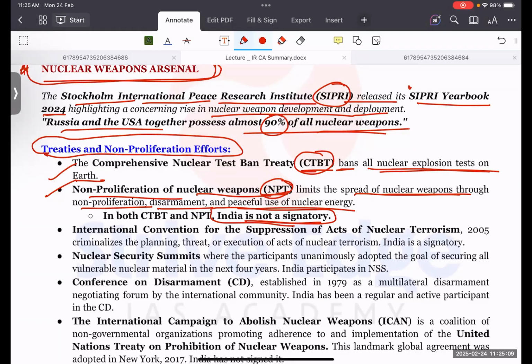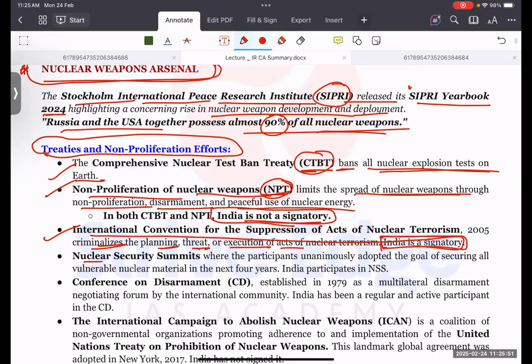And the second thing is in the NPT. The NPT says that whatever countries have nuclear weapons till the deadline can withhold them, and slowly they have to disarm. But India objects to that because those countries will dominate the world if they are allowed to maintain their nuclear arsenal. Another important one is the International Convention for the Suppression of Acts of Nuclear Terrorism. This will criminalize any planning, threat or execution of acts of nuclear terrorism. India is a signatory for this. You have to remember, because this bans nuclear weapons for terror groups.